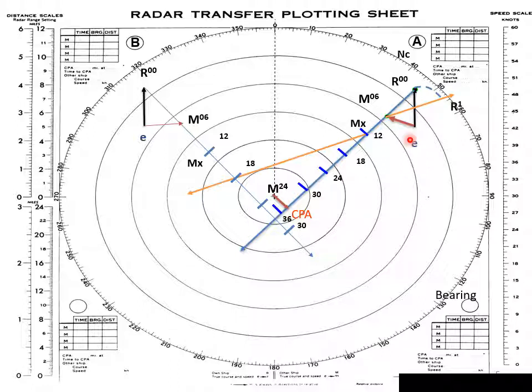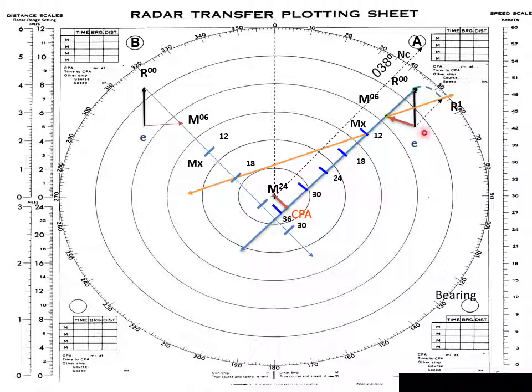The old course was from E to R, and the new course is going to be from E to R prime. To find out what this new course is, we need to parallel that to the middle of the plotting sheet. And this new course is going to be 038 degrees. So when contact A tracks down this relative motion line, they get to 12 minutes at MX. I'm going to alter course to 038 degrees, and they're going to start tracking down this new relative motion line, and I will take their stern by approximately 2 miles.